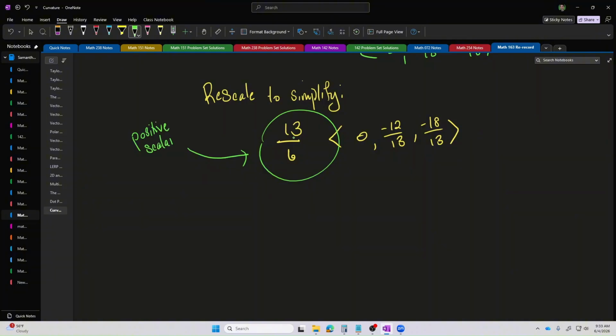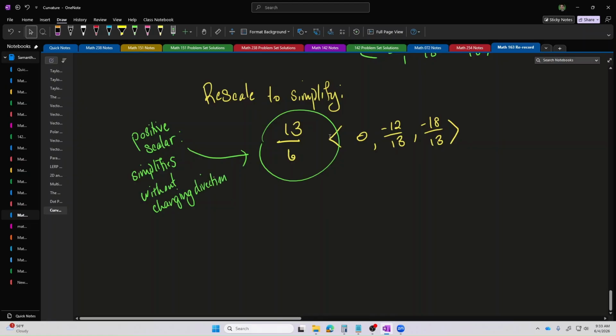So by applying a positive scalar multiple, this simplifies without changing direction. That's why I'm dividing by positive 6 here, as opposed, for example, to dividing by negative 6. Because if I divide by a negative scalar, that will change the direction of the vector, and so it will not point in the same direction as n anymore.